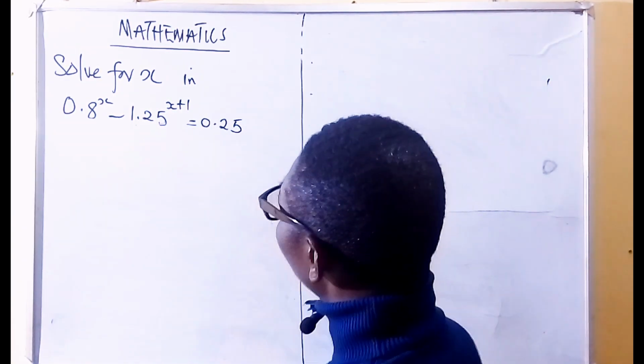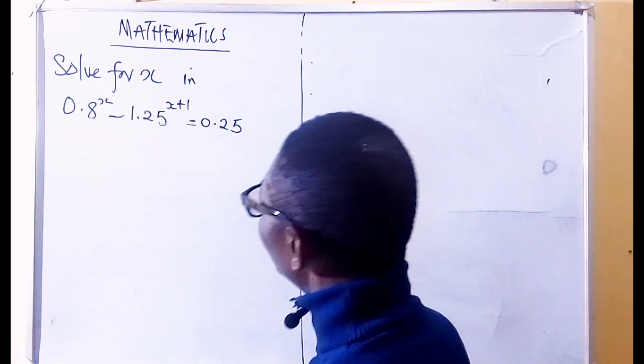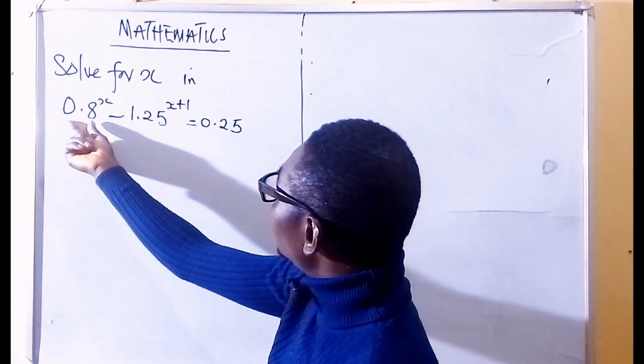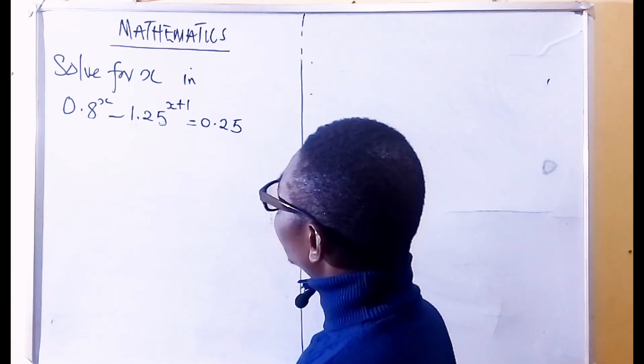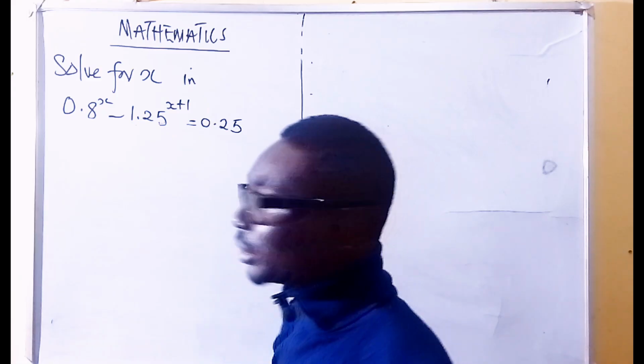Let's solve this equation. We are asked to solve for x in this equation. To solve for x, we can see decimal numbers there, so we need to convert the decimal numbers first to fractions.